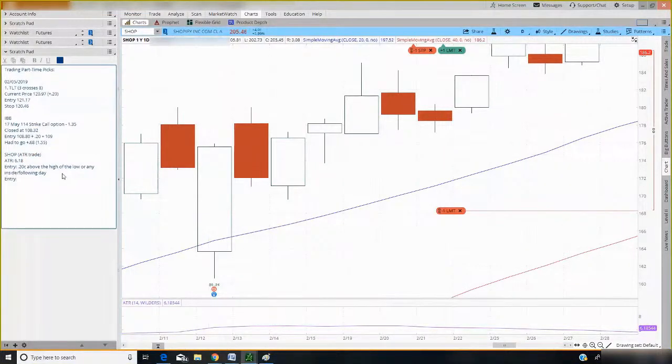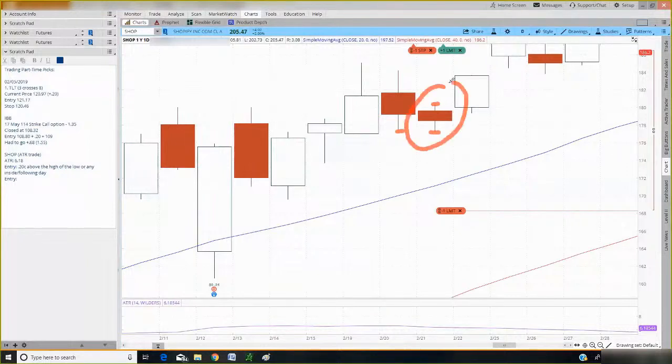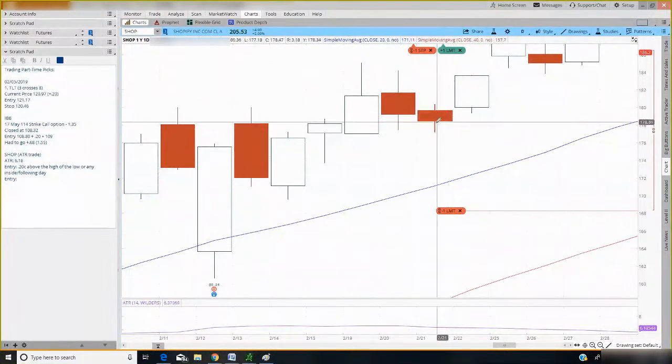The entry price is 20 cents above the high of the low day or any inside following day. This is the low day. This low is lower than this. So you would come to this day and you would look at the high. And all you got to do is look here. So you look at the high. The high is 180.36. That was the high of that day.